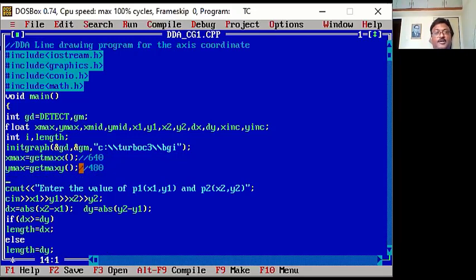Now what is the x mid, y mid then? x mid becomes x max divided by 2 and y mid becomes y max divided by 2. Understood? So this is my new origin. Now then you can draw the lines over here.